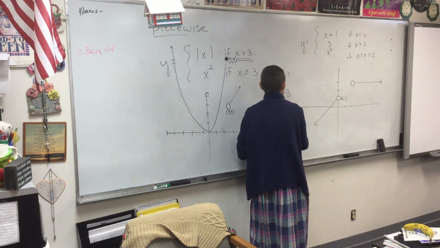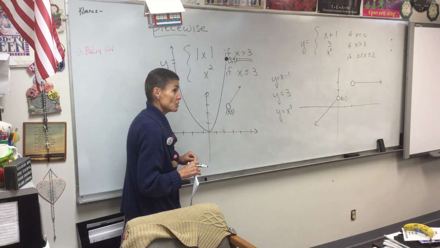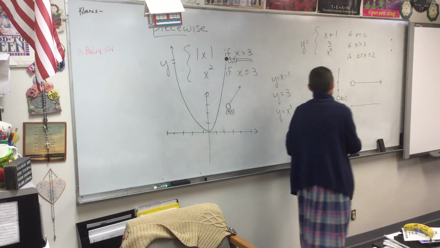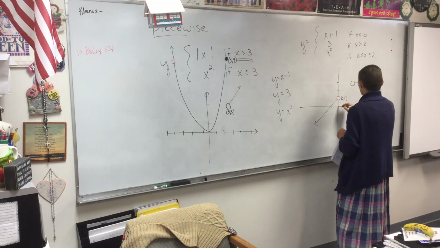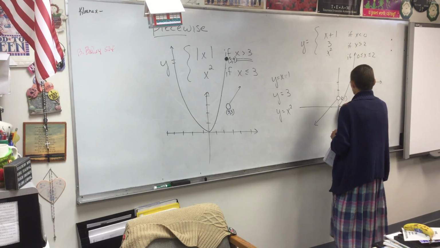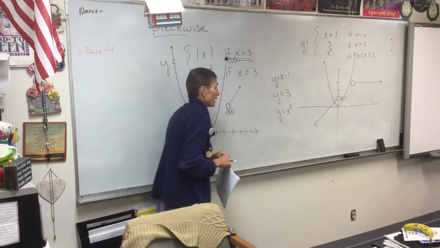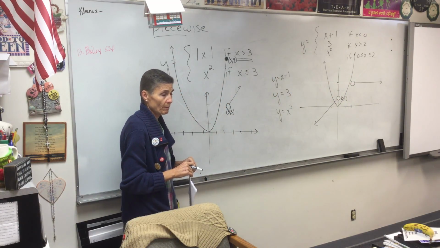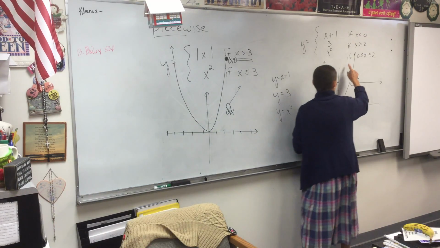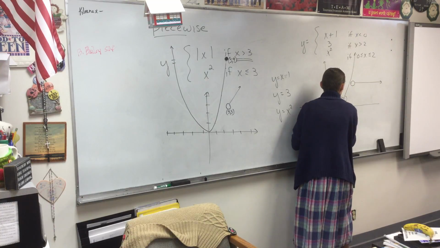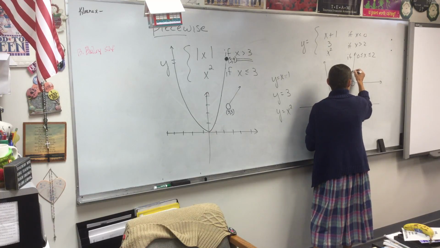Now the third equation, y equals x squared. That's a U, that's a parabola. So I'll go ahead and sketch in my parabola. But I don't want the whole parabola, do I? This one's tricky. What part of the parabola do I want? The part that starts at 0 and stops at 2?